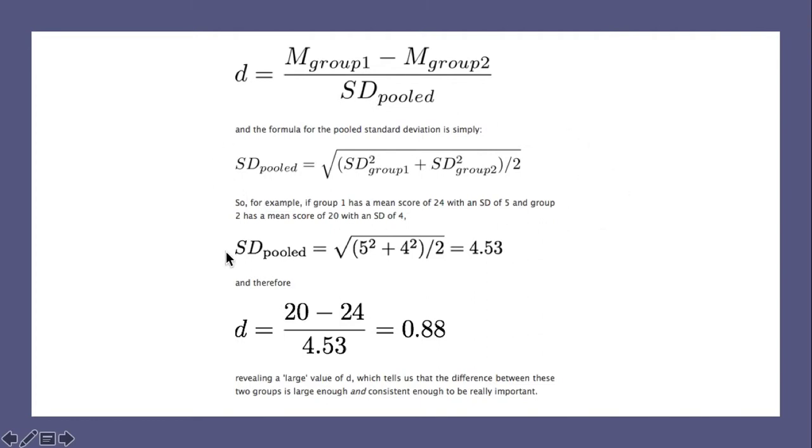And here you can see they go through some estimates of how you would actually calculate that. So they go through this example. You have a mean difference of 4, and you have a pooled standard deviation of 4.53. So this actually, in fact, reveals a large d, or a large effect size, that tells us that the differences between these two groups are large enough and consistent enough to be really important. So a d of 0.88 is rather large.